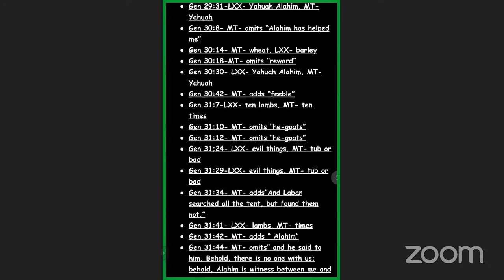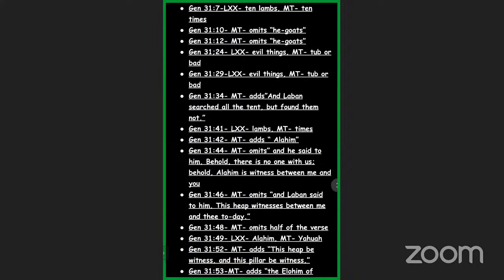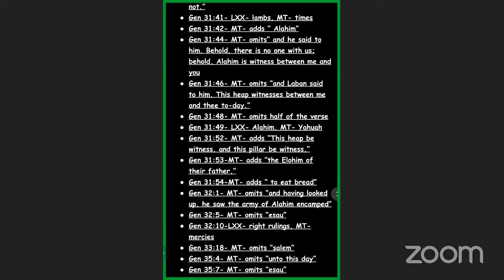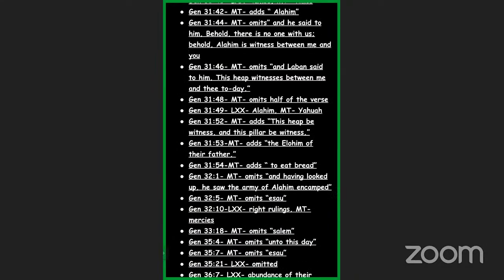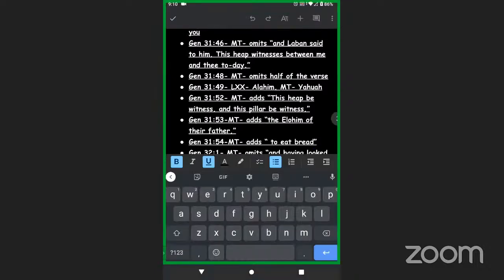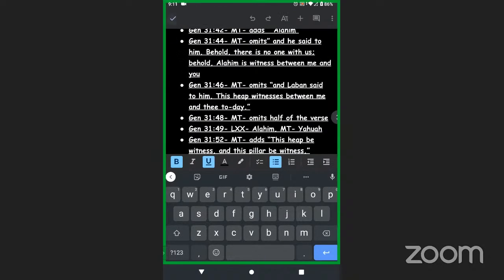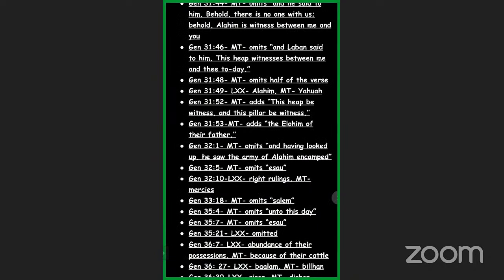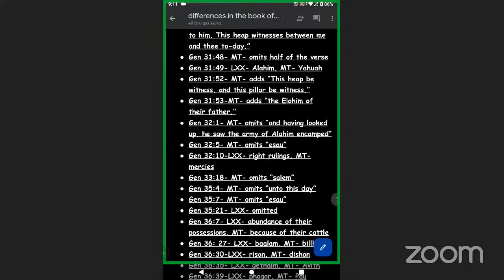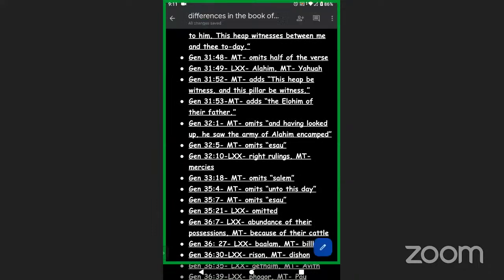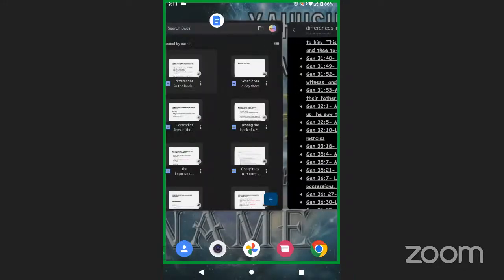Okay, now we're definitely at chapter 32. Let me just fix that real quick, guys, and then we're going to go to chapter 32, verse 1. So Barashith, Genesis 32, verse 1. Okay, and the Masoretic text omits "and having looked." So we're going to look at that verse real quick.